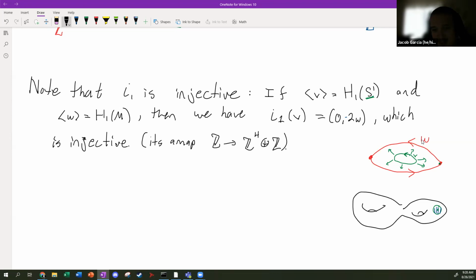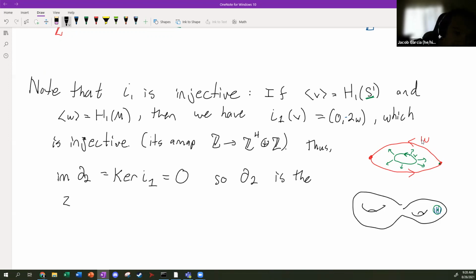So this is injective because every integer gets mapped to -2 times that integer in the second component, and you can use that to show that this map is injective. Okay, cool. So thus, the image of the second boundary map is the same as the kernel of I1 because the sequence is exact, which is 0. So D2 is the 0 map.